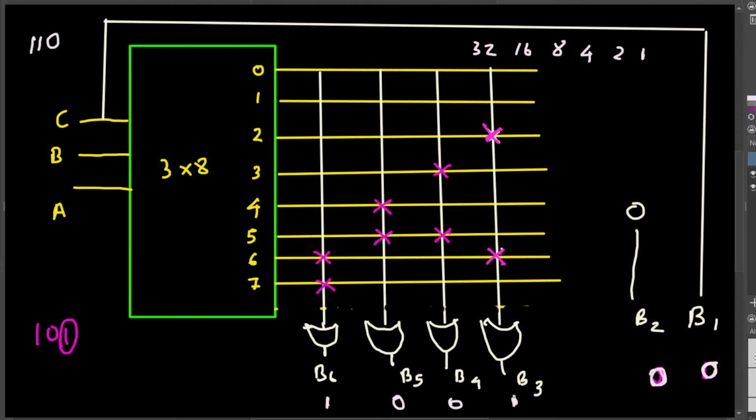So if I verify this one, 32, the third one is 4. 32 plus 4 is 36. 6 squared is 36. So like that, you can verify all the numbers to make sure that the logic design that you designed is correct.